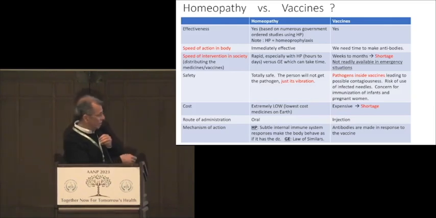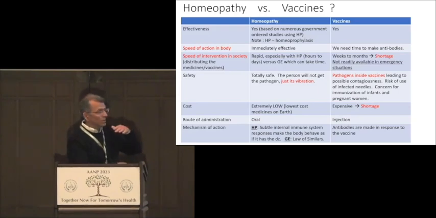And that's the chart that compares homeopathy with vaccines. I just want to highlight the speed of action of the remedy is immediate. The vaccine can take a number of weeks, typically. At the speed of intervention in the society, homeopathy can be immediate if public health was for us. Whereas vaccines, to spread the vaccine throughout the society, as you know, takes a long time. Vaccines can have pathogens sometimes inside, and people worry about safety. With homeopathy, there is no concern for that.